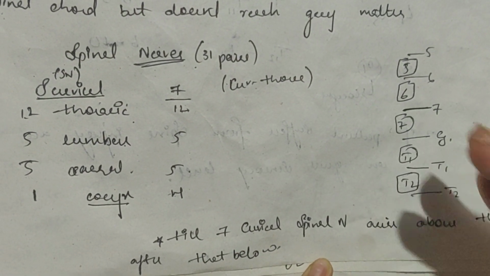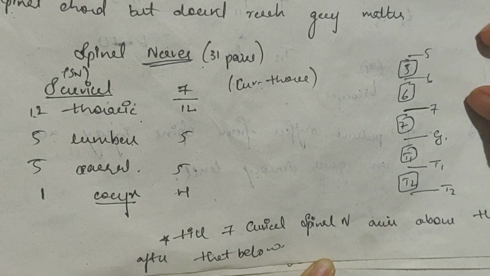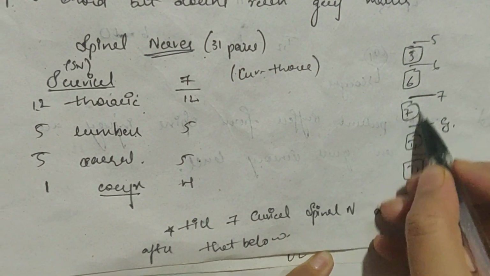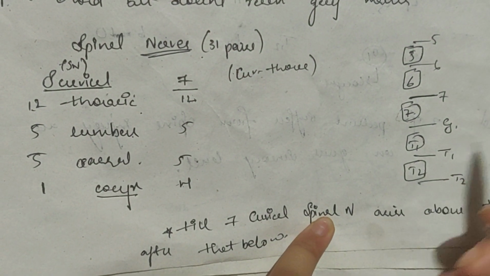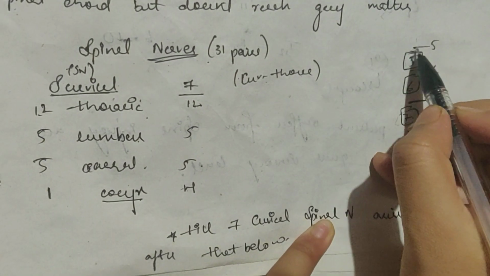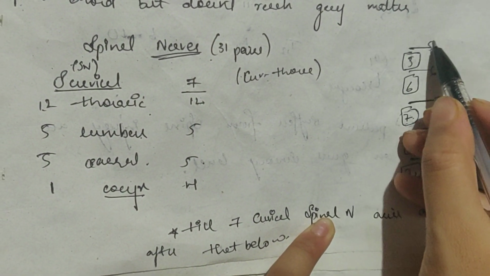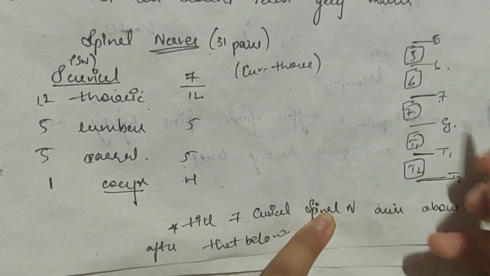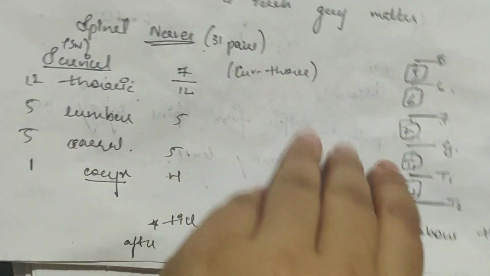So basically until the 7th cervical vertebra, you can see that all the spinal nerves arise above the vertebrae, but after the 7th, after this, you can see that they arise below. As you see here, they're all arising above. After the 7th, they're all arising below.